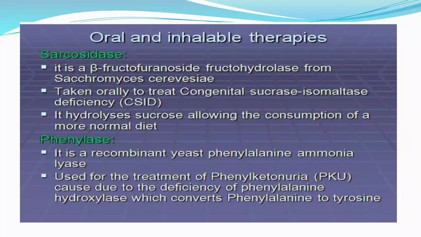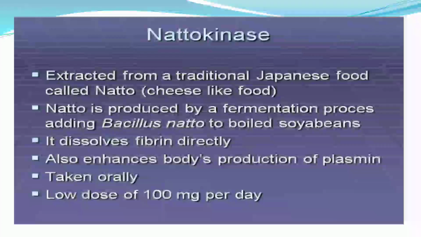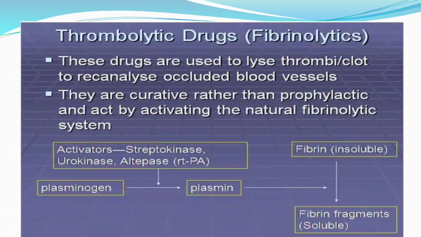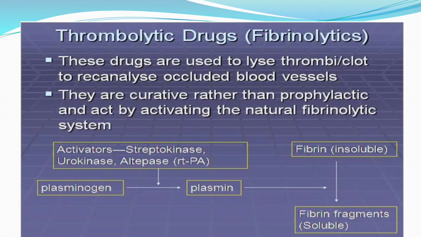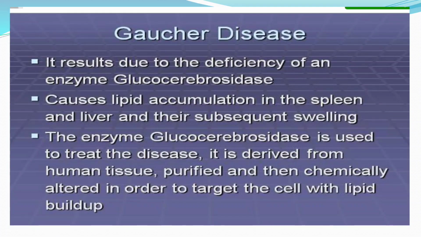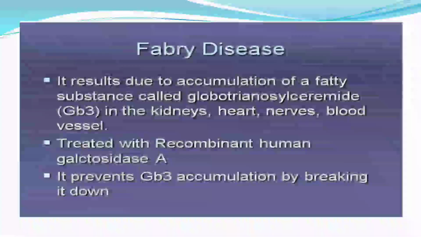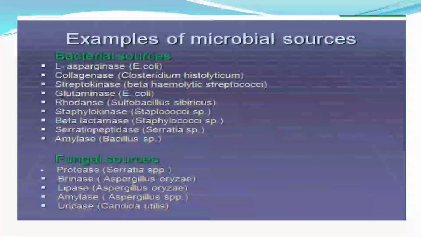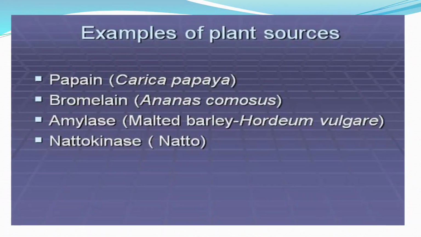Okay, so this is about the pharmaceutical enzymes. So you have seen which ones: sacrosidase and phenylalanine ammonia-lyase, nattokinase, then streptokinase and urokinase, thrombolytic drugs, in that we see streptokinase, alteplase, urokinase. Then in Gaucher disease, glucocerebrosidase, and in Fabry disease, it is galactosidase A. So you have to remember all these enzymes, what their sources are and where they are used.